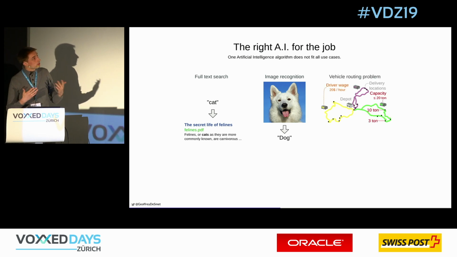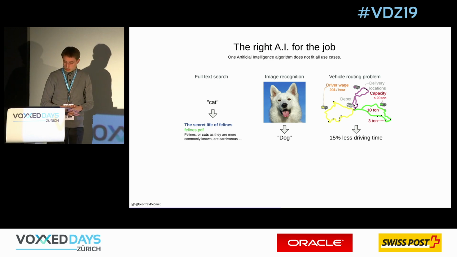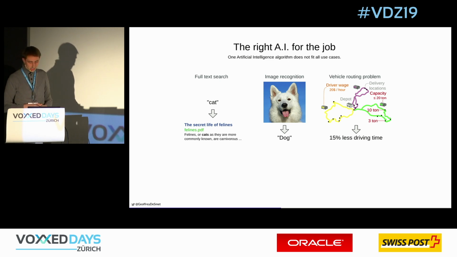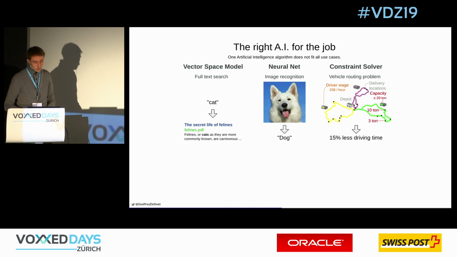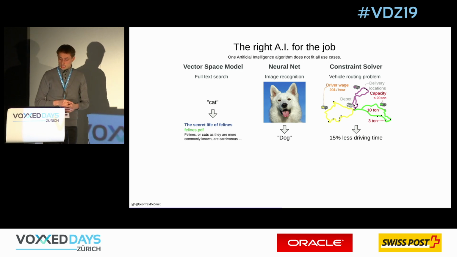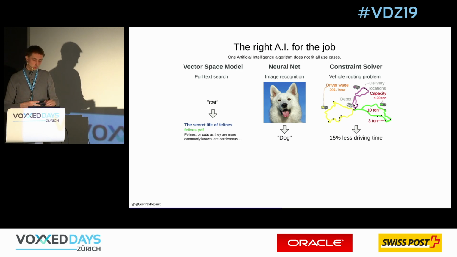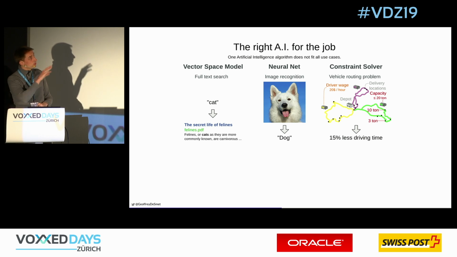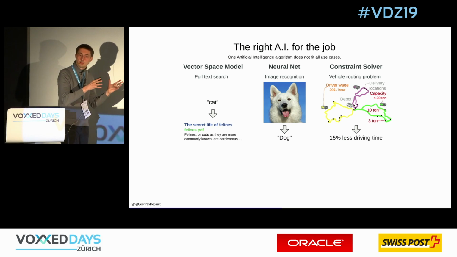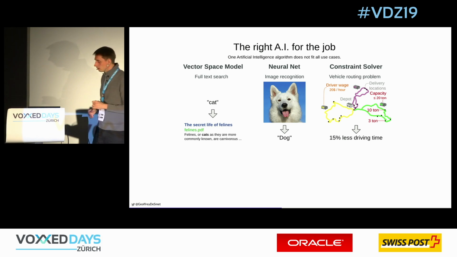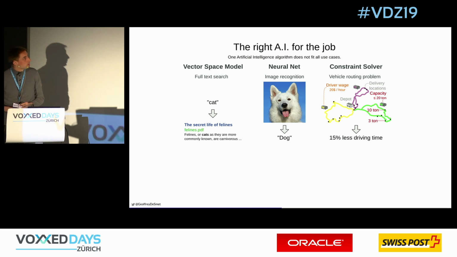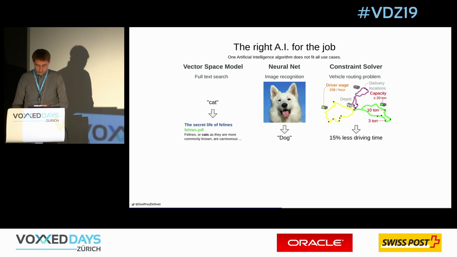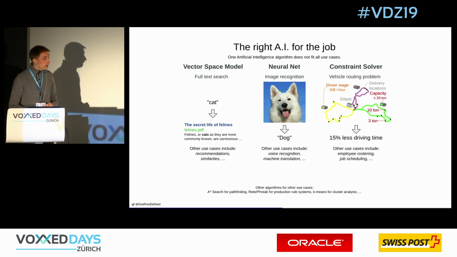And again, another use case is the vehicle routing problem, where we have a problem. We have all the constraints, and we want to minimize, say 15% less driving time. And these are all AI cases, but they're all very, very different. For example, for the first one, you should be using an algorithm called the vector space model, or maybe one of those other algorithms that are good on those cases. The second one, neural nets, that's clear. That's the big hype today: machine learning, neural nets, deep learning. And then the last one is really a case for constraint solving, right?